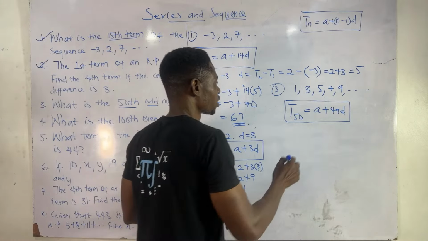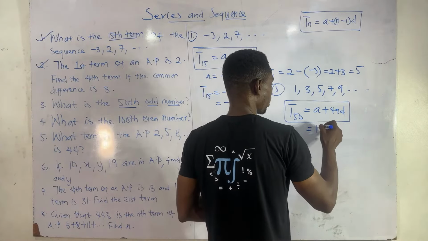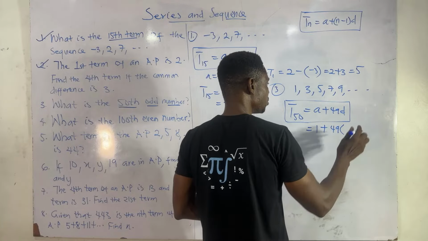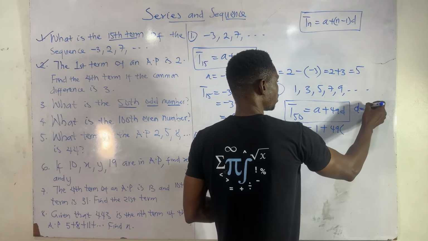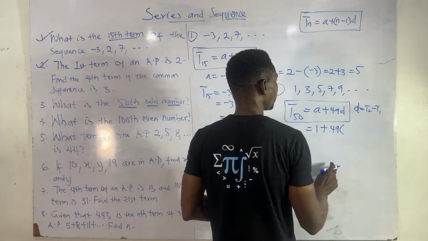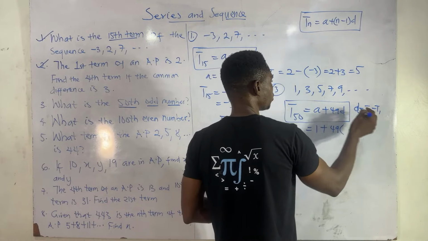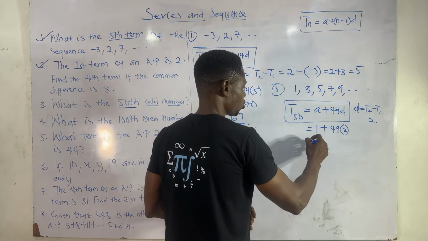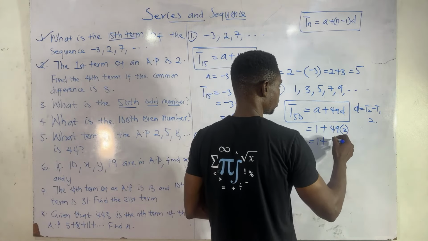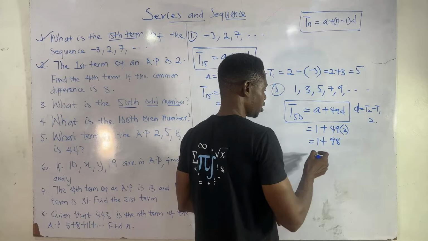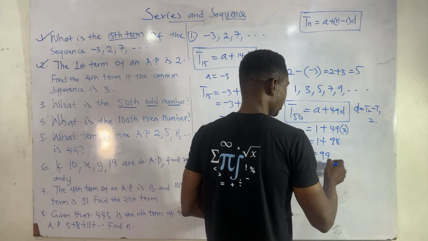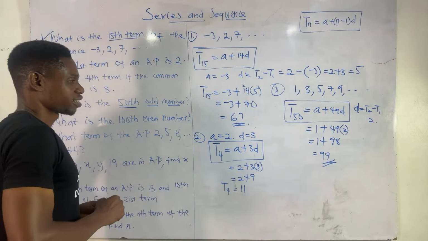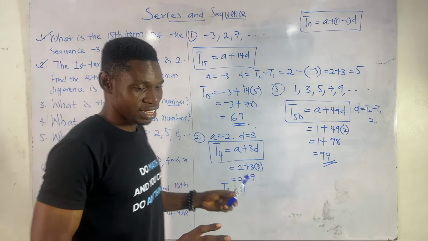Okay, so what's our A? Our A is 1 plus 49 multiplied by, what's our common difference? Remember, D is T2 minus T1, right? So 3 minus 1, which is 2. So we'll have 1 plus 49 times 2, 98. Final answer, 99. Okay, so I believe this is clear enough.